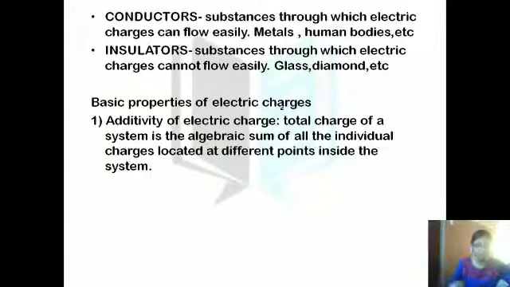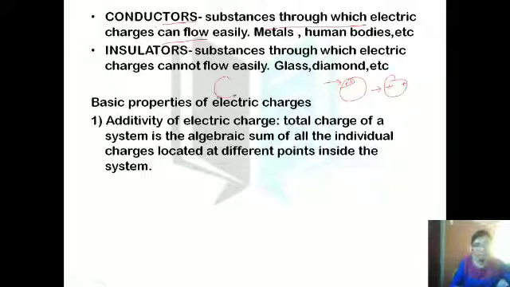We have already seen in various activities what conductors are. Conductors are the substances through which electric charges can flow easily. If we supply some charge to the conductor, after some time it will be uniformly distributed. That is the property of a conductor.